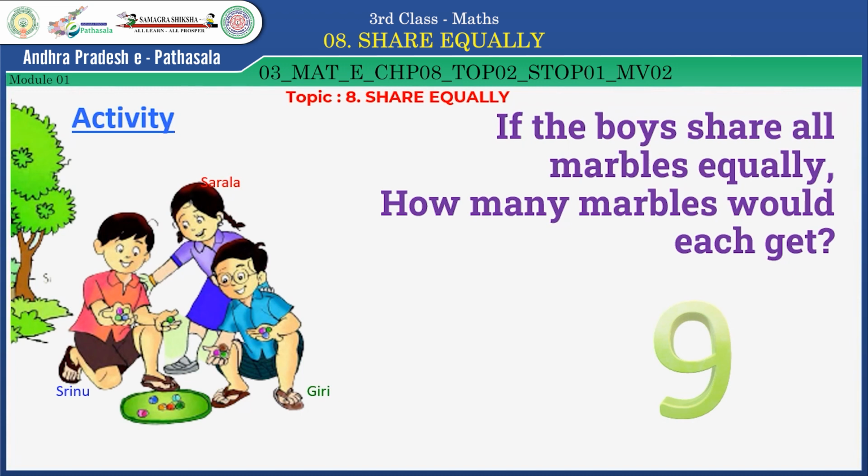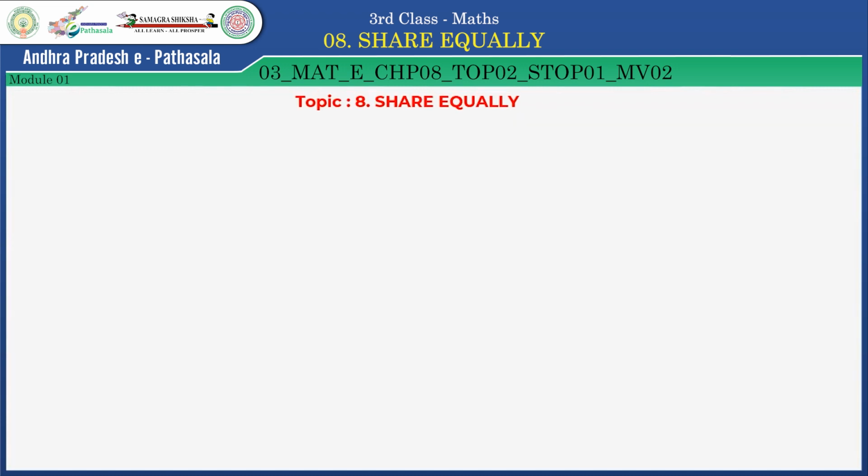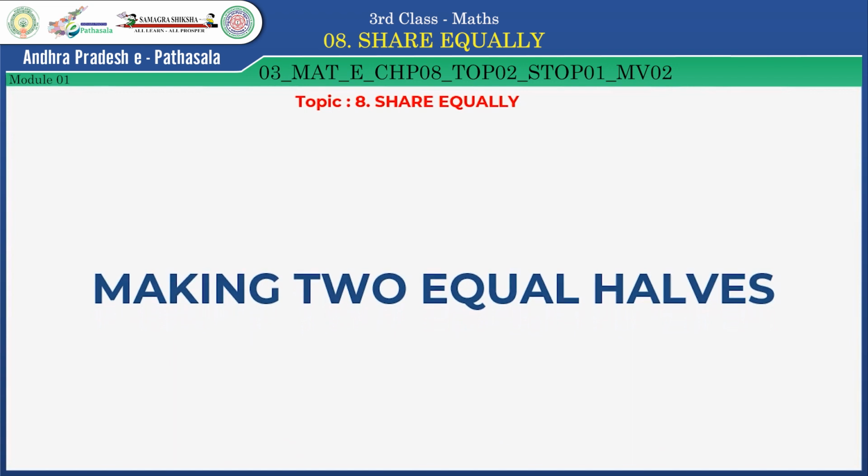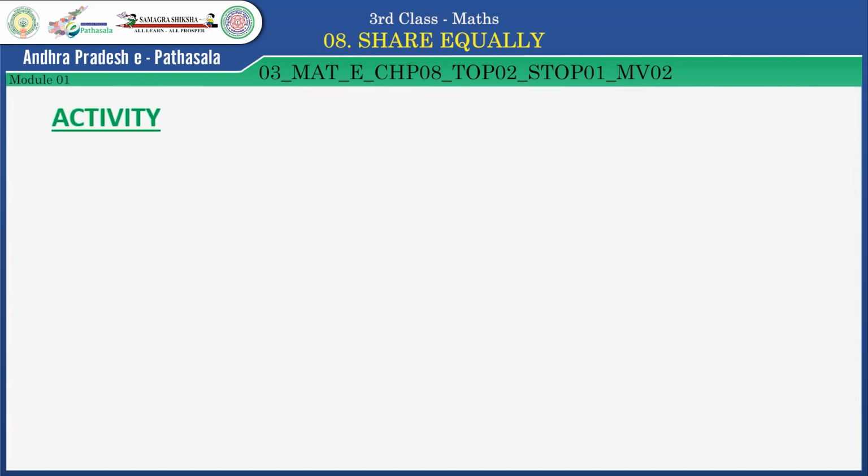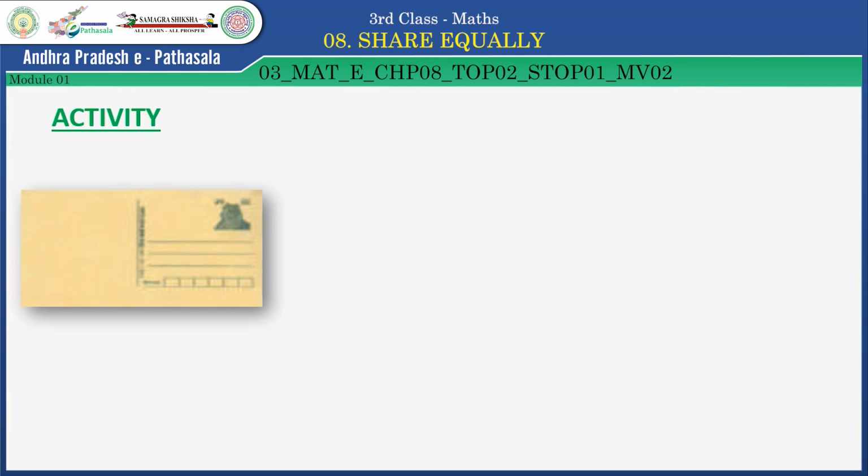That's correct. Second part of this module is making two equal halves. Now we make it an activity. Renu and Giri wanted to make a paper horse. So they brought 3 postcards and folded them in the middle as shown in the picture.